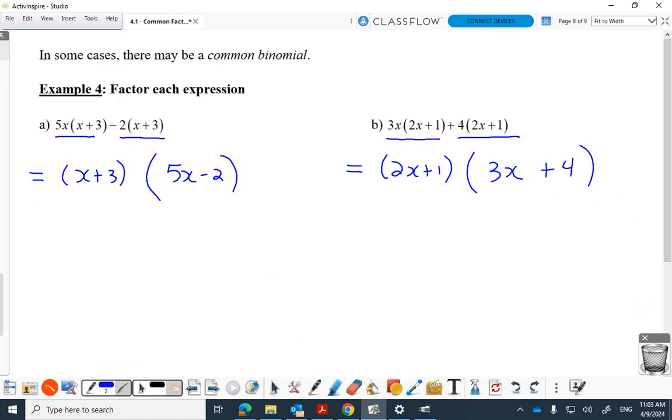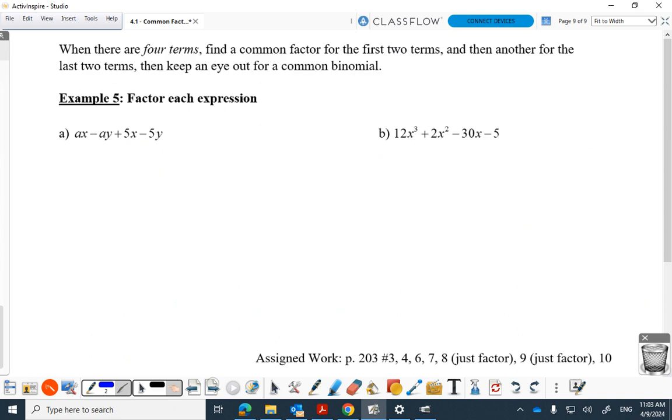I believe there's one more page to go. One more page for mine. When there are 4 terms, this is the next step: look at each pair and see, is there something common to each pair, and then see what happens. Is there something common to ax minus ay? What's common to both? What's in both ax and in ay? A. So I common factor out the a.